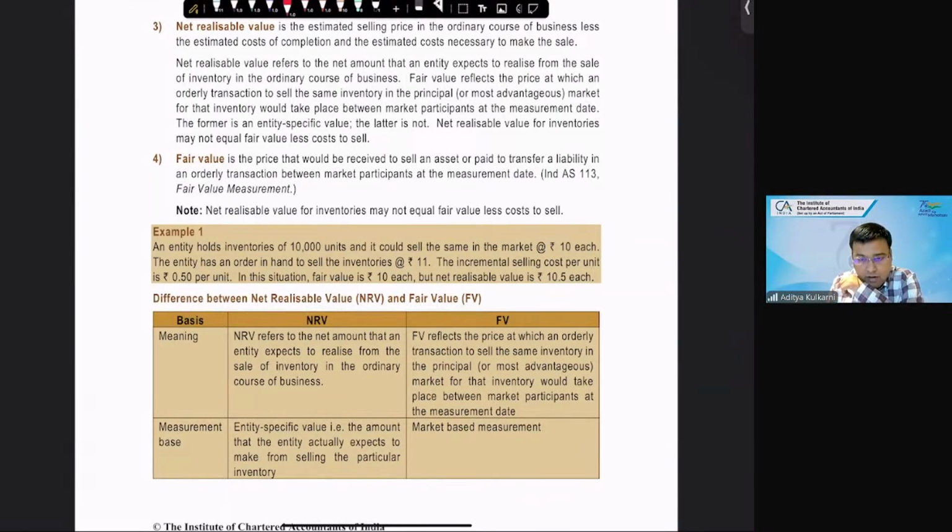Sir, gift item is not inventory. Then under which category will it fall? Mamta, yes, ma'am, tell me. I didn't get your question. Gift items that we get with any product, that is not inventory. Then under which category will it fall?